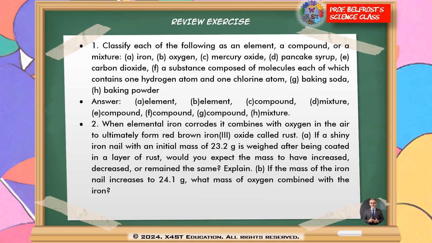Number two: when elemental iron corrodes, it combines with oxygen in the air to ultimately form red-brown iron trioxide called rust. A: a shiny iron nail with an initial mass of 23.2 grams is weighed after being coated in a layer of rust. Would you expect the mass to have increased, decreased, or remained the same? Explain. B: if the mass of the iron nail increased to 24.1 grams, what mass of oxygen combined with the iron?